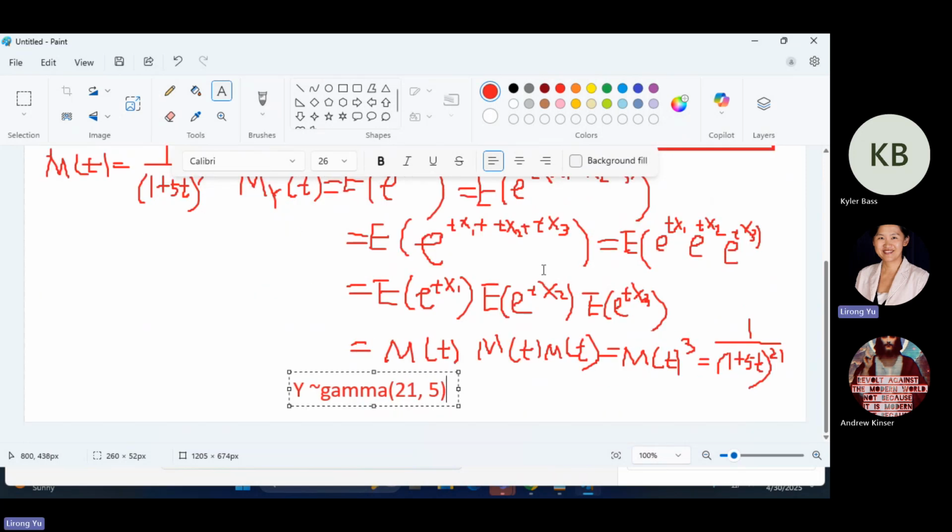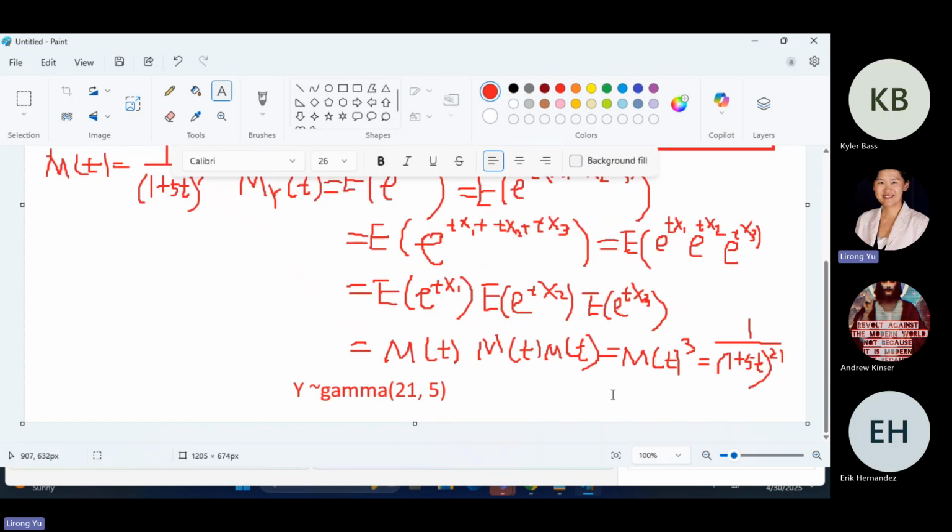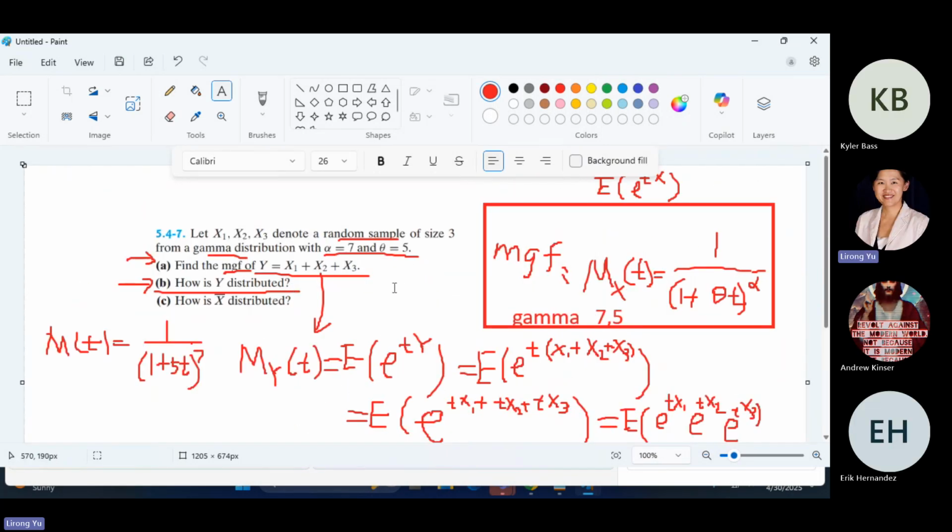Theta equal to 5. Okay, right? So instead of 7, 5, now we have 21, 5, all because it's a summation of 3 gamma distributions. And one of the conclusions that we had in 5.4 is that a summation of several gamma distributions is another new gamma distribution.